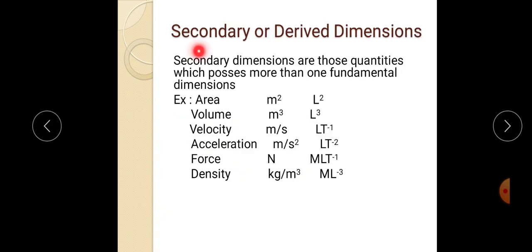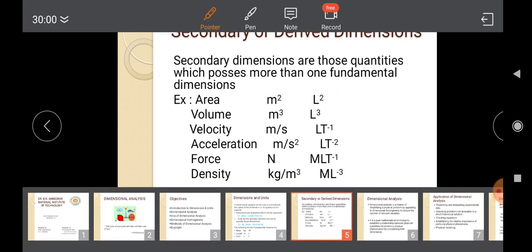Now, secondary or derived dimensions. What are the secondary or derived dimensions? As it is written, secondary dimensions are those quantities which possess more than one fundamental dimension. Means when fundamental dimensions are combined together, we get secondary dimensions. It is also called derived dimension. For example, area, unit is meter square and dimension is L square. Now I'll show you how this is L square.